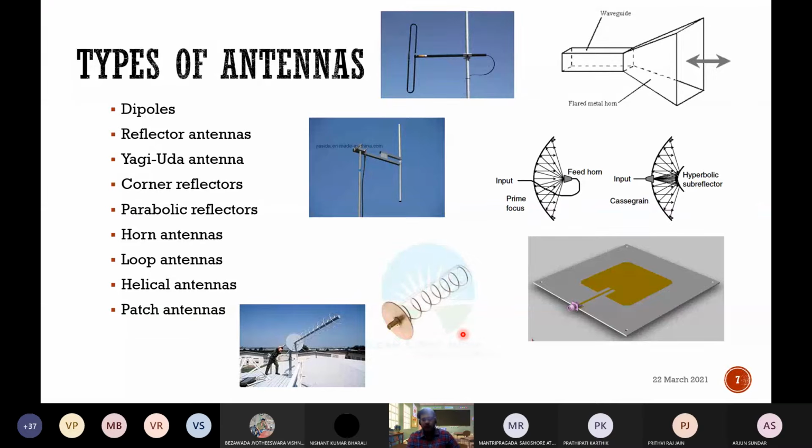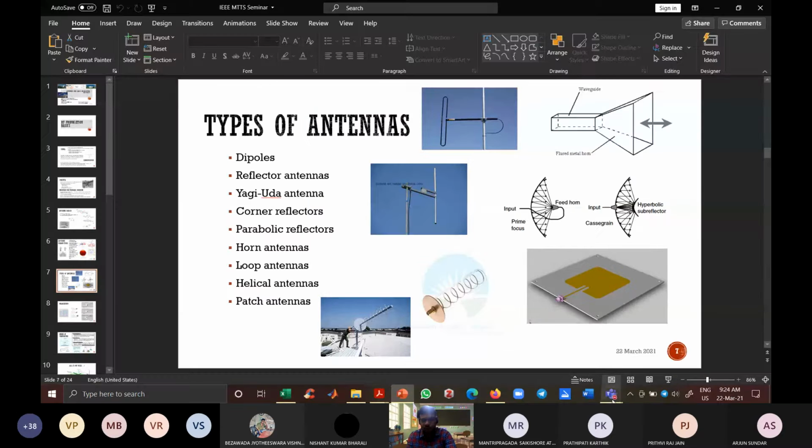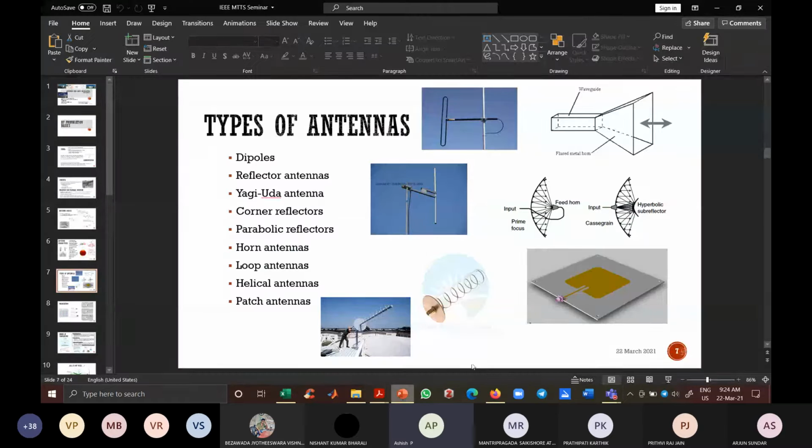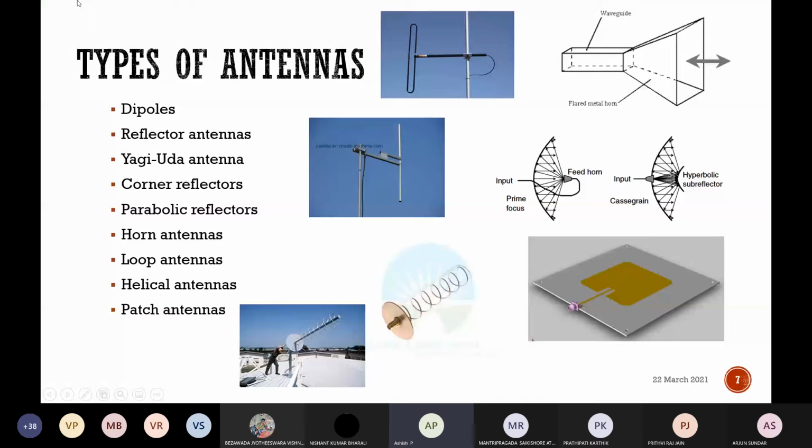Then we were seeing these types of antenna. Let me see. Still today also very few people are there. I hope you have seen your CAT paper.